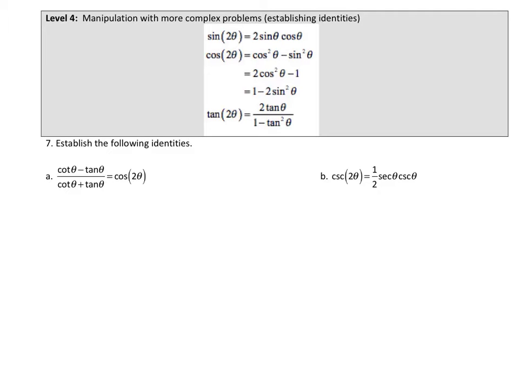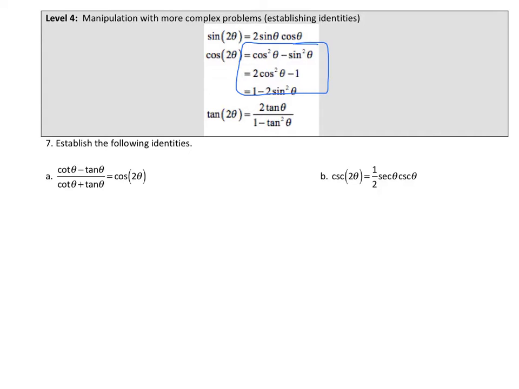In level 4, it's just going to be more establishing identities, so not a lot harder than level 3 necessarily, but we're also going to be using our double angle identities in addition to the Pythagorean identities and all the others that we've learned. So in this first example, we are trying to get the left side equal to cosine of 2 theta. So we are looking to get one of these when we simplify, so we can end up replacing it with cosine 2 theta.